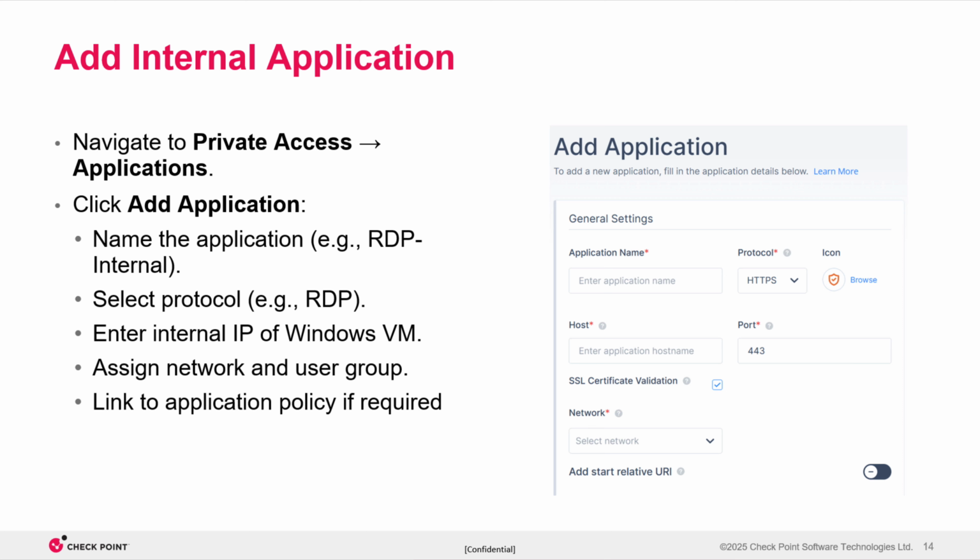We can do this by navigating to Private Access in the Harmony portal and selecting Applications. We'll get a screen, as you can see on the right hand side of the slide, where we will provide the details like name, protocols, the internal IP address of the virtual machine, and network, user groups, etc.